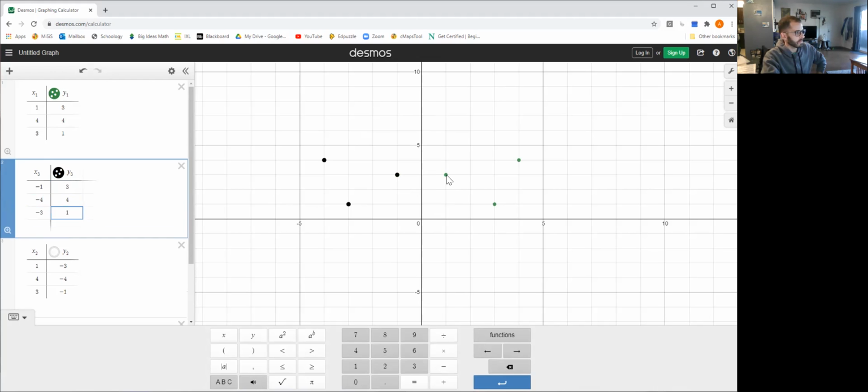J is 1 unit to the right of the y-axis, so its image, J prime, should be 1 unit to the left. K is 4 units to the right of the y-axis, so its image, K prime, should be 4 units to the left. And L is 3 to the right, L prime should be 3 to the left. Cool? All right, let's get a little tricky here.